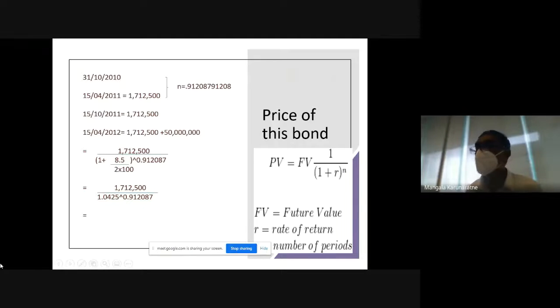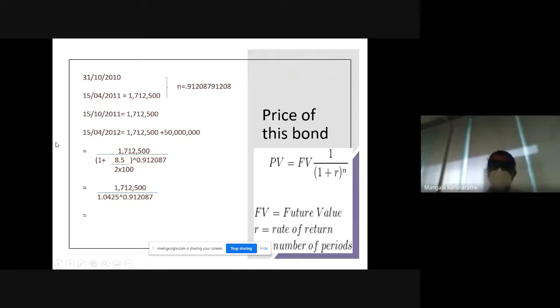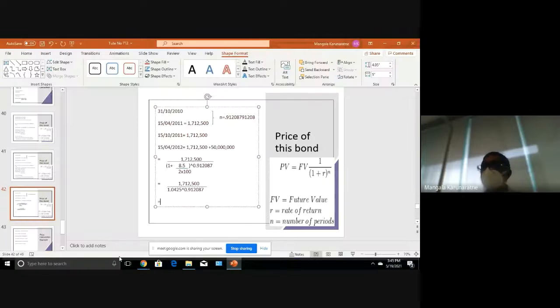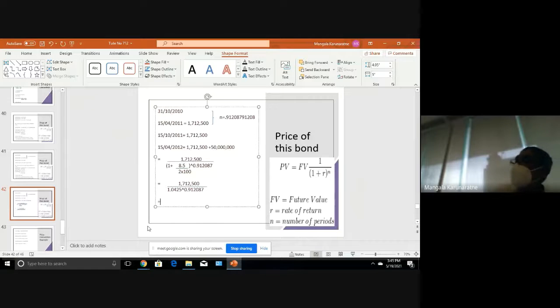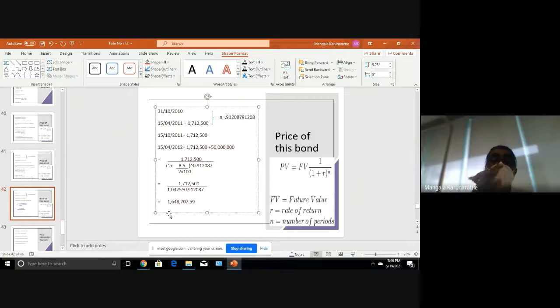What is the answer? Did you get the answer? $1,648,707.59. 1,648,707 and 59 cents. Yes, this is correct. This is the correct exact answer for the first cash flow, the present value of the first cash flow. That is the cash flow coming on 15/4/2011.